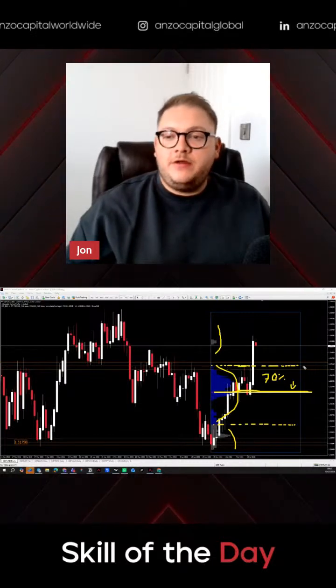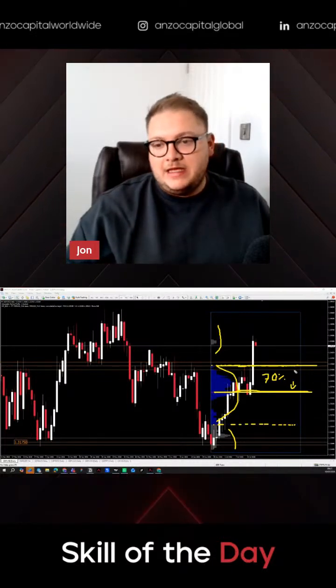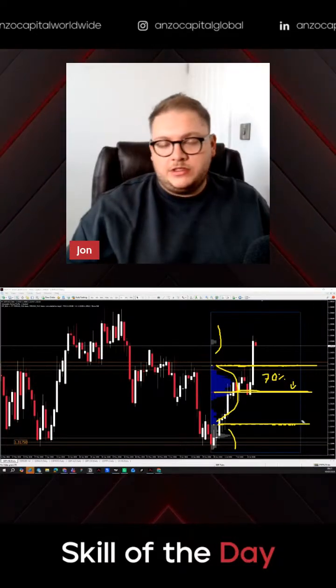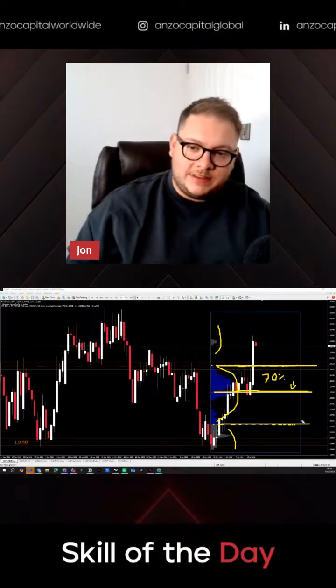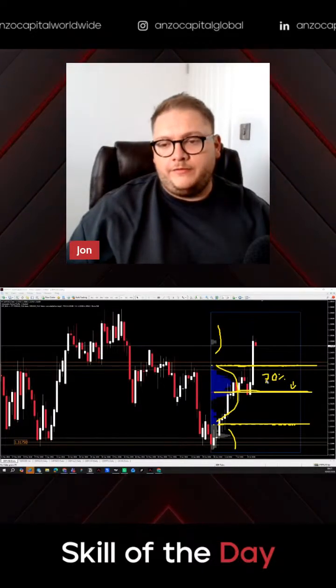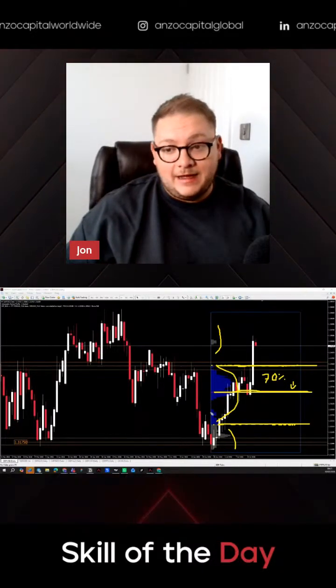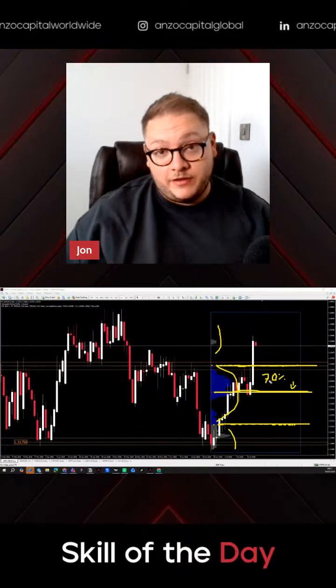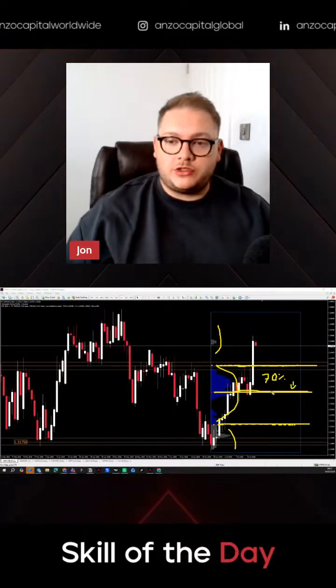Now we have the value area high as well, which is a key area of support and resistance, and the value area low, which is also a key area of support and resistance. There are many ways to use market profile. One of the ways is to wait for a breakout of an accumulation area and a retest of either of those key levels, including the point of control.